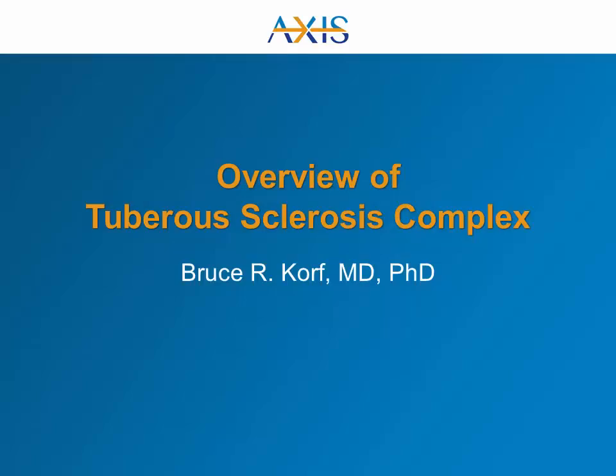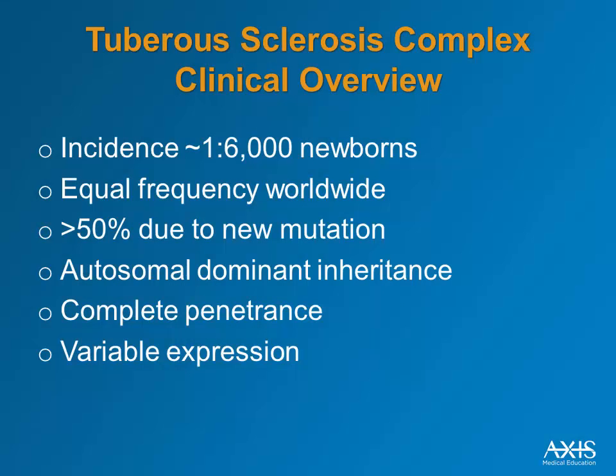So let me begin with an overview of the clinical entity. Tuberous sclerosis complex has an incidence of about 1 in 6,000 newborns across the entire world. There do not seem to be populations that have particularly high, or for that matter, particularly low frequencies of the condition. And in part, this is explained by the fact that about 50% of cases are due to new mutation, 50% or more, which means that a genetic alteration occurs to cause the condition in a child that was not present in either parent. And these mutations can occur really anywhere in the world to any individual.